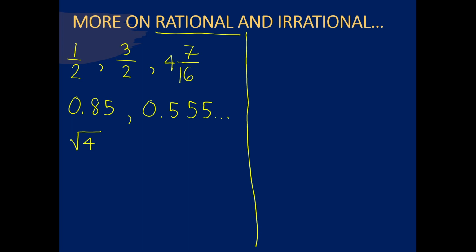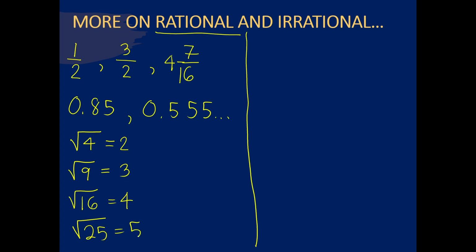Square roots. What is the square root of 4? 2. The square root of 9? 3. The square root of 16? 4. The square root of 25? 5. The square root of 81? 9. The square root of 100? 10. The square root of 49? 7. All of these are rational because they are all perfect squares.